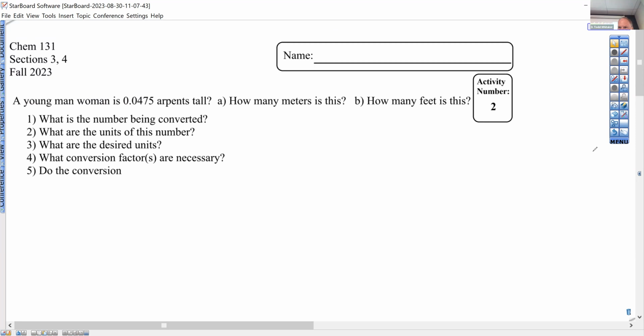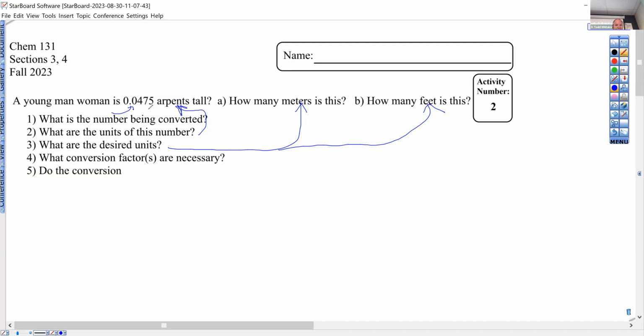My face is in the way here. The number being converted is right there. Units being converted are right there. So that's supposed to be an arrow. Desired units: meters for part A. I think I can do this and it still makes sense. It's a two-part question. There are 2 units desired. Do the first one and then you'll know how to do the second, okay?